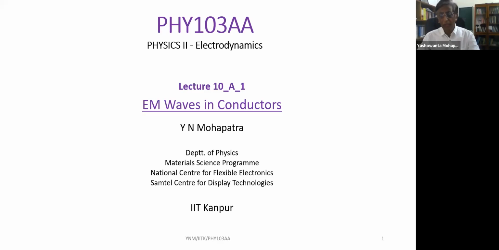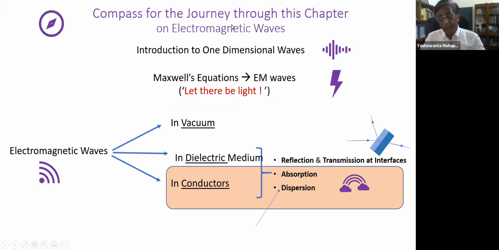Okay, so now we have already done EM waves in dielectrics and insulators. So obviously the next thing that we would like to do is how do EM waves propagate in conductors? That's the question that we ask. We have already done Maxwell's equations in vacuum and in a dielectric medium. Now we'll do it in conductors.